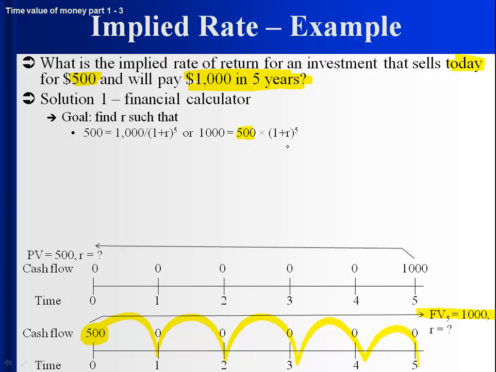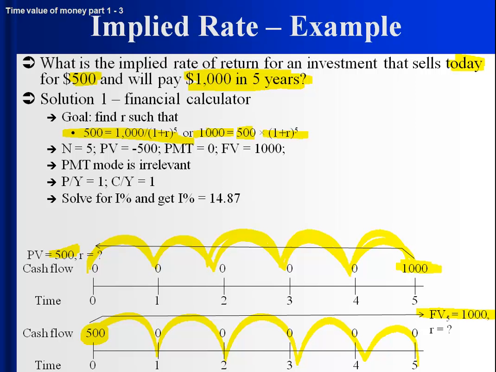500 times (1 plus r) to the fifth is equal to 1,000. Alternatively, in 5 years we get paid 1,000. We know it's currently worth 500. What's the rate that, if we discount the 1,000 for 1, 2, 3, 4, 5 years, we get 500? That's viewing it in a present value context.